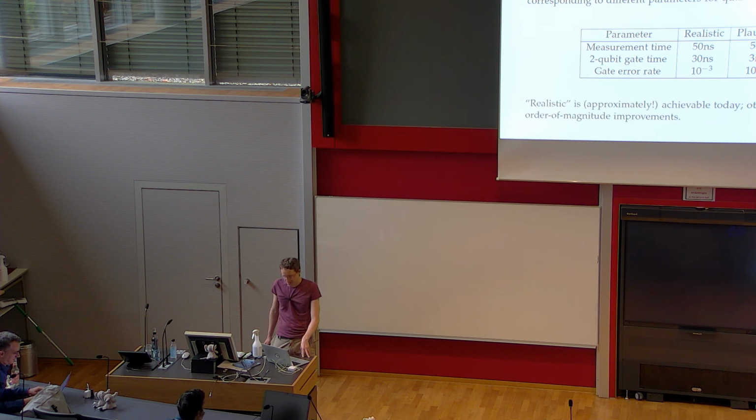Okay, so realistic is supposed to be what we can do now or near enough, and plausible is, let's say we work really hard and we get an order of magnitude improvement. Optimistic is, okay, let's say things go really well and we get 2 orders of magnitude. Okay, so there's some sort of good news and bad news.